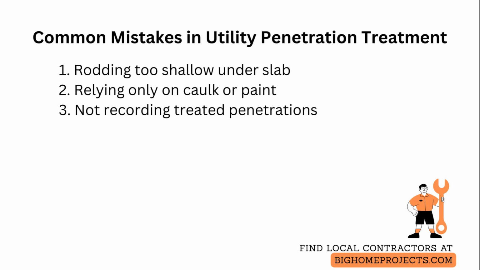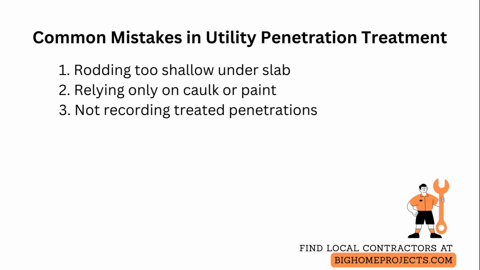Common mistakes are rodding too shallow, leaving untreated soil under the slab, which you avoid by using an angled rodding technique and probing until resistance indicates you are adjacent to the footing. Retreat any suspect areas. Relying only on caulk or paint as a barrier fails because those materials can crack or weather, so pair mechanical collars or mesh with chemical treatment and inspect seals annually.